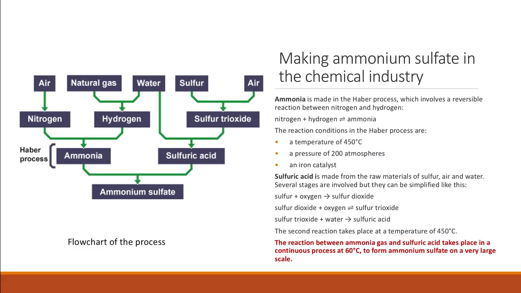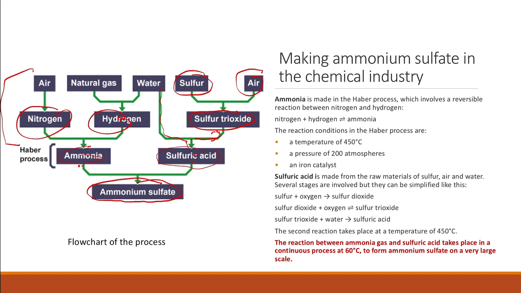Making ammonium sulfate in the chemical industry. Ammonium sulfate, as we said, is one of the fertilizers. It can be made industrially by a reaction between sulfuric acid and ammonia. But in the industrial process, we will start with the raw materials. Ammonia can be formed through the Haber process, as we discussed, from a reaction between nitrogen and hydrogen. Sulfuric acid can be made by a reaction between sulfur and oxygen to give sulfur trioxide, and then sulfur trioxide reacts with water to give sulfuric acid. Finally, sulfuric acid reacts with ammonia, and that will give you ammonium sulfate.